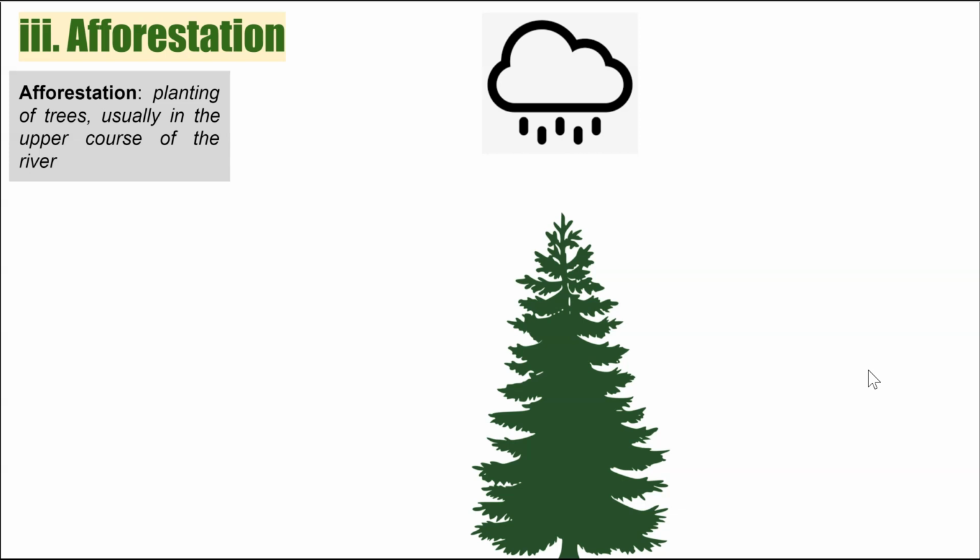Pause the video and have a little bit of a think. Remember that little section where we looked at what happens if all the dominoes, this leads to this, leads to this. So what are all the dominoes that are going to be knocked down if we plant trees in the upper course of the river? Have a wee think.